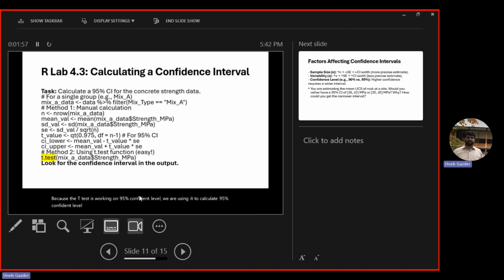But the main purpose why we call it a t-test is because we are using it to check against a required value. Clear? And the test is checking the required value against the 95% confidence interval. Clear? Okay.